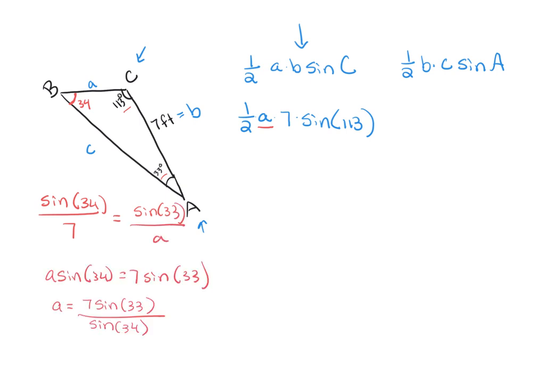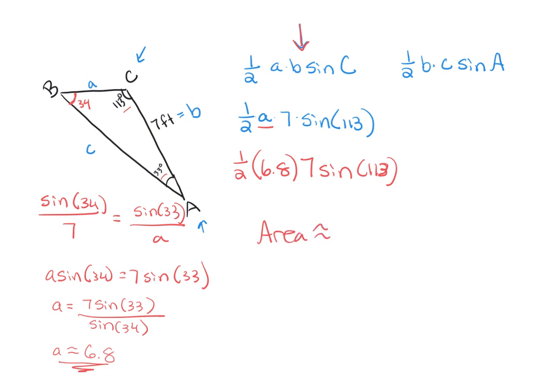Cross multiply. So cross multiply, divide, and we should get that A is about 6.8. So now I can use that information in my area formula. So 1/2 times 6.8 times 7 times sine of 113. And that is the area of my triangle. So the area is about 21.97 feet squared.